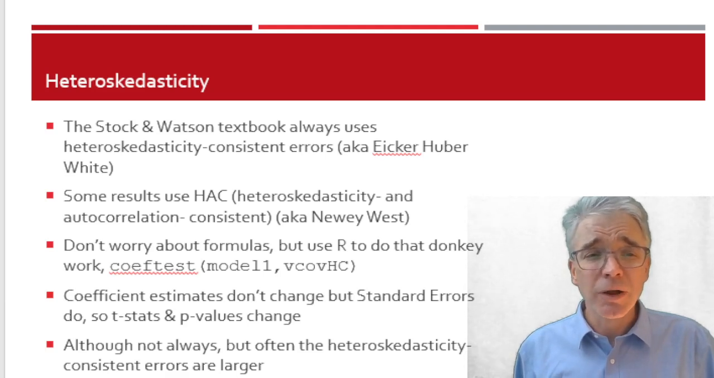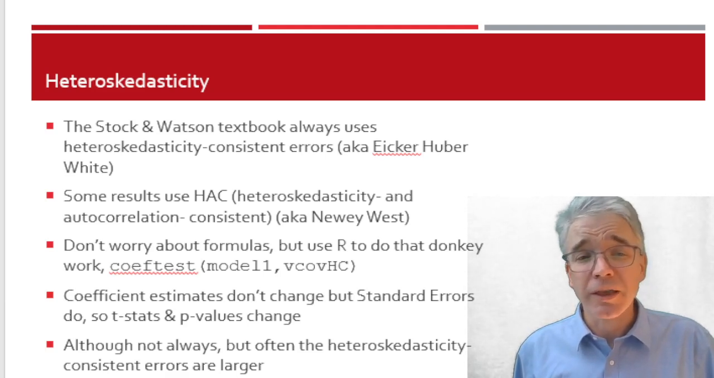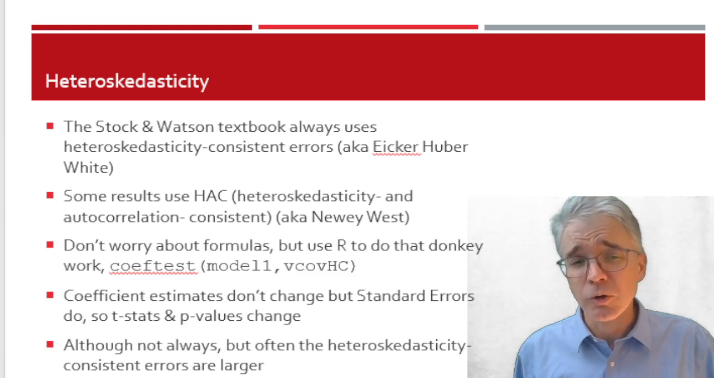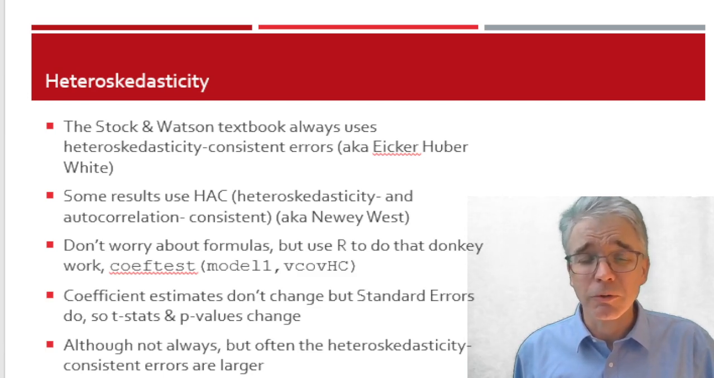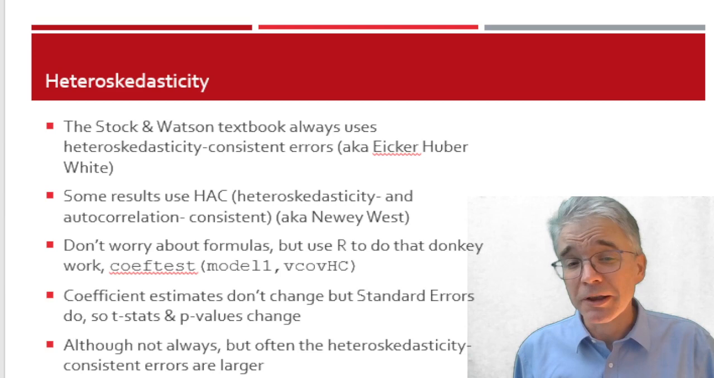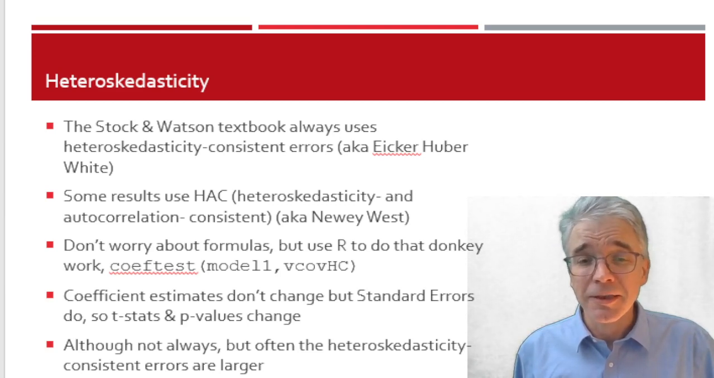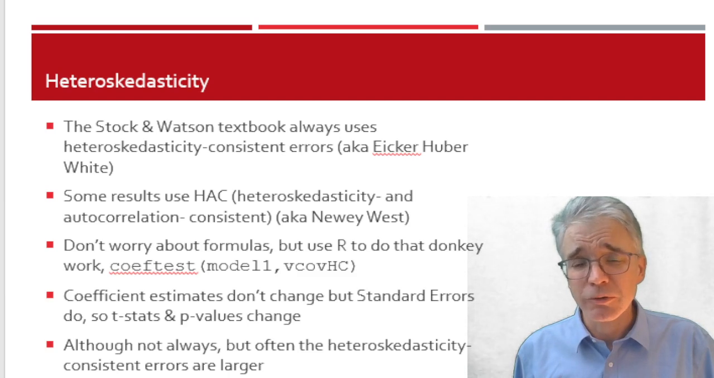In the Stock and Watson textbook, they always use heteroscedasticity consistent standard errors. Sometimes you'll see these referred to as Eicker-Huber-White errors. Well, those are the three authors who did work developing them. Sometimes you only see two out of three or one out of three. As you read econometric studies, you might also see HAC standard errors, heteroscedasticity and autocorrelation consistent, sometimes called Newey-West for those authors. That's more common in time series.